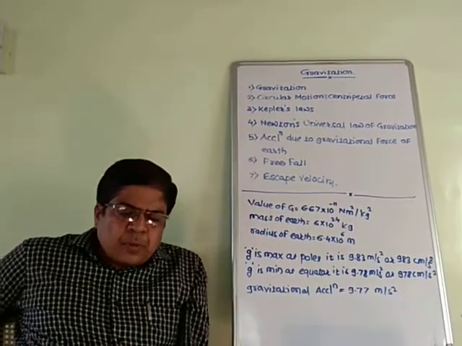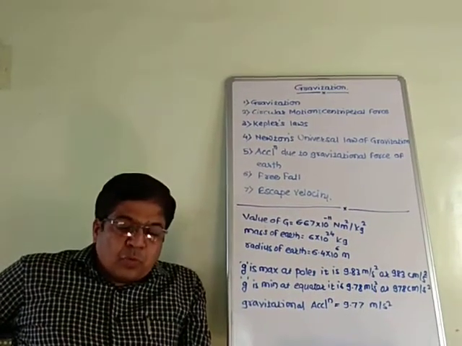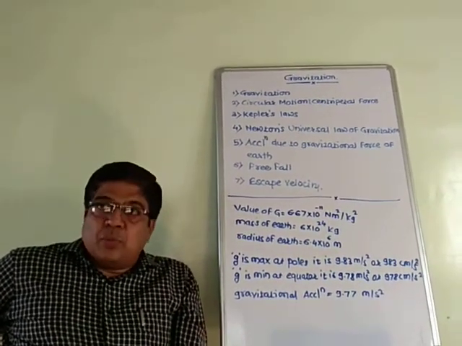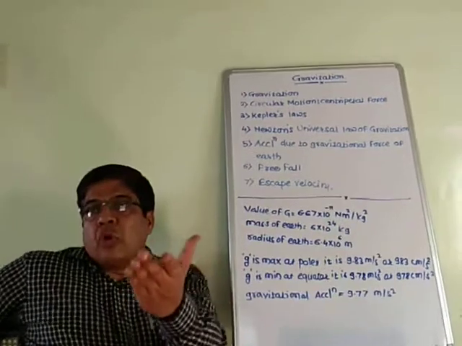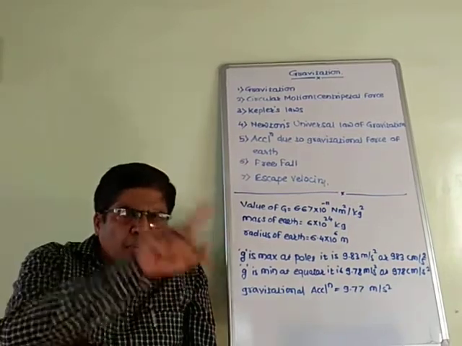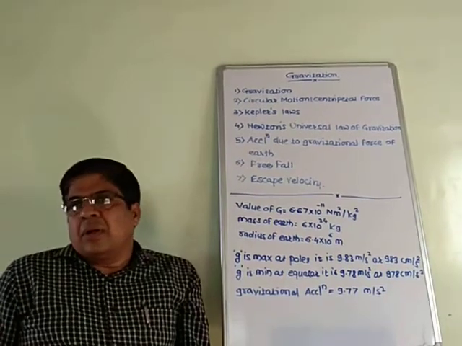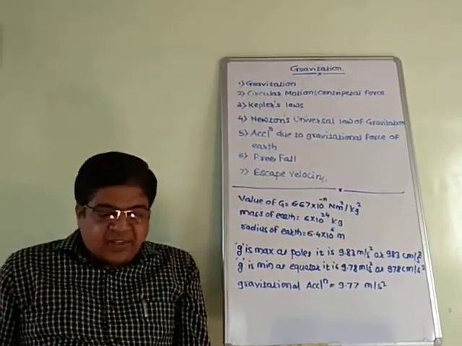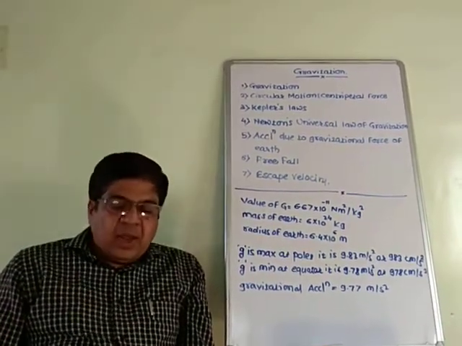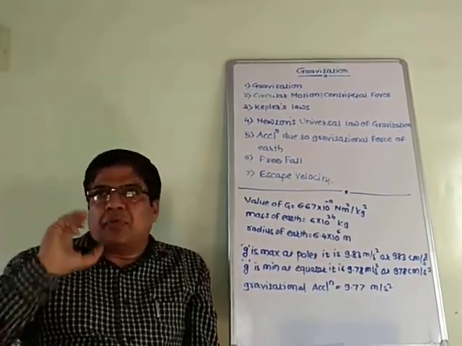Therefore, there are so many forces: gravitational force, electromagnetic force, nuclear force. The gravitational force between the earth and the moon we know very well. The force between the moon and the earth is also a gravitational force. From this, we conclude that gravitational force is a universal force. That means it acts between any two bodies in the universe. This is the concept of gravitation.